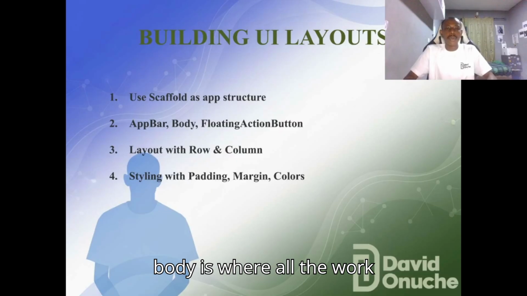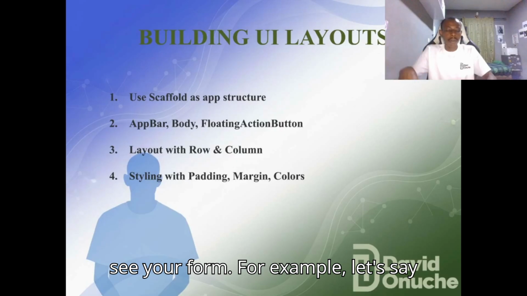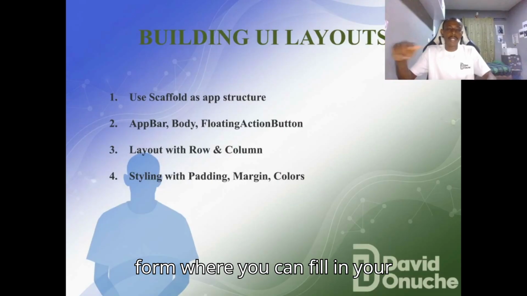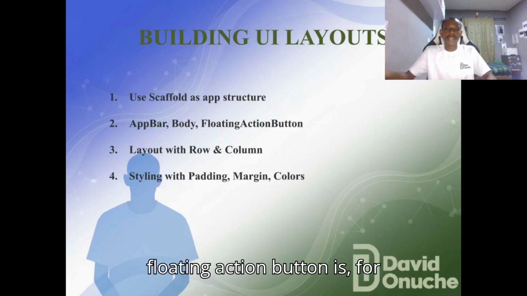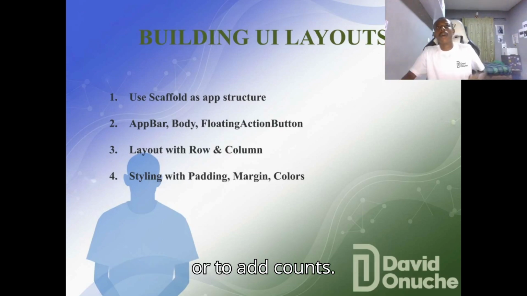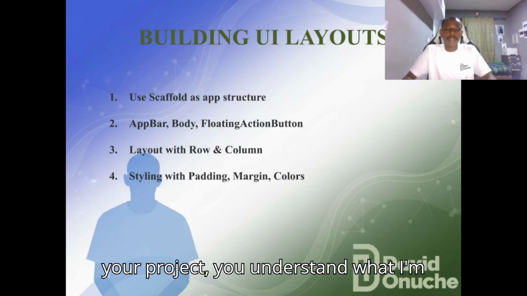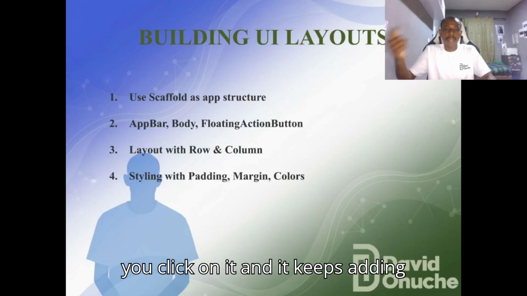So the body is where all the work comes in now. So the body is where you see your form. For example, let's say you're signing up now, you see your form where you can fill in your name, your email, your password. That is the body of your application. Then the floating action button is, for example, the button that you can click on, for example, to sign up or to add count. Let's say you want to add a number now, so you can just click on. Once you create your project, you understand what I'm talking about. The floating action button is that button that you can click on. You click on it and it will keep adding counts.